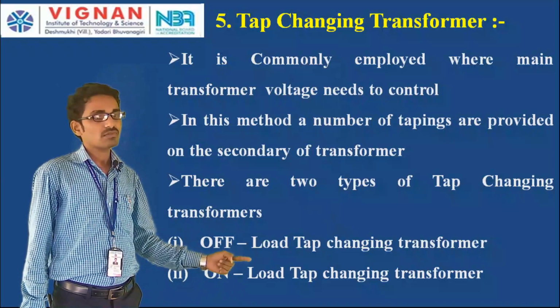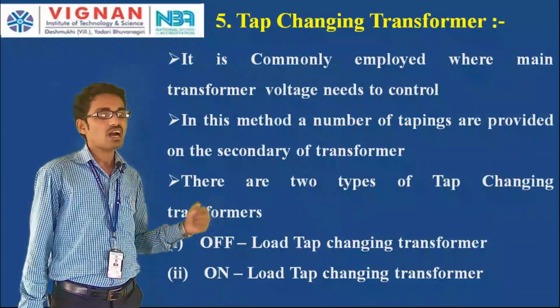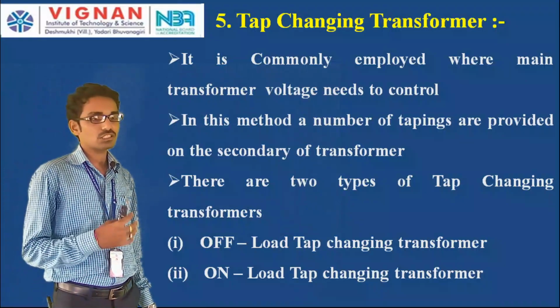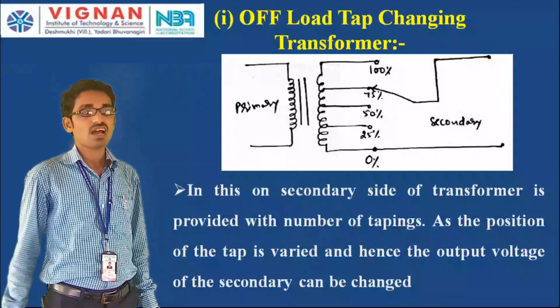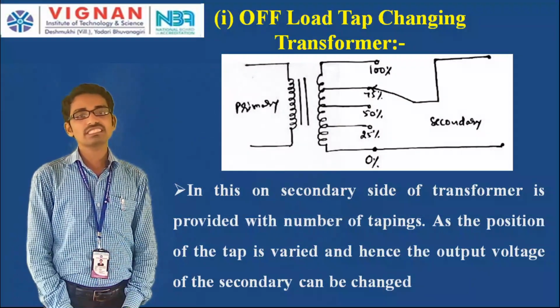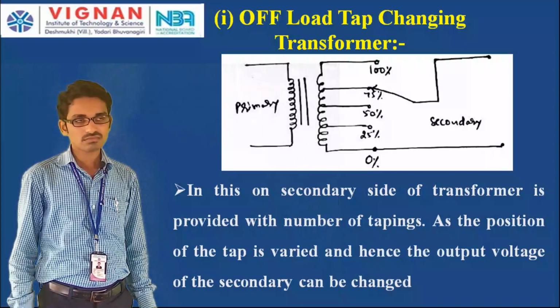That is the off-load tap changing transformer, and the next one is the on-load tap changing transformer. So we will see these two transformers one by one. The first one is the off-load tap changing transformer. How does this off-load tap changing transformer work?